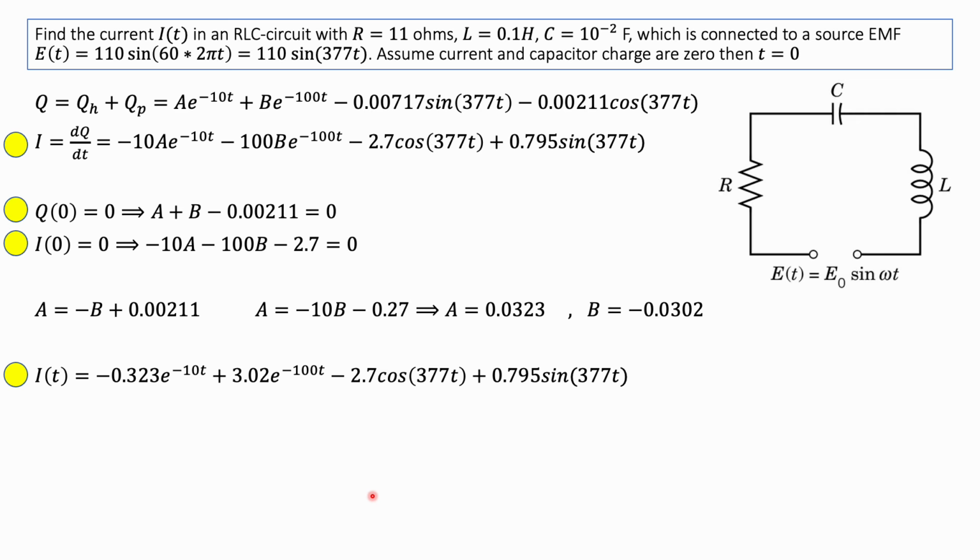So the current now is given to you as minus 10 times A, and e to the minus 10t, so you get that. You know A now. Minus 100B, you know B now, so you can get that term, and that term. So this is a complete solution for the current. Why are we showing the current? We wrote the differential equation in terms of charge, but the problem asks you to find the current. And that's why we took the derivative of charge and we found the current.